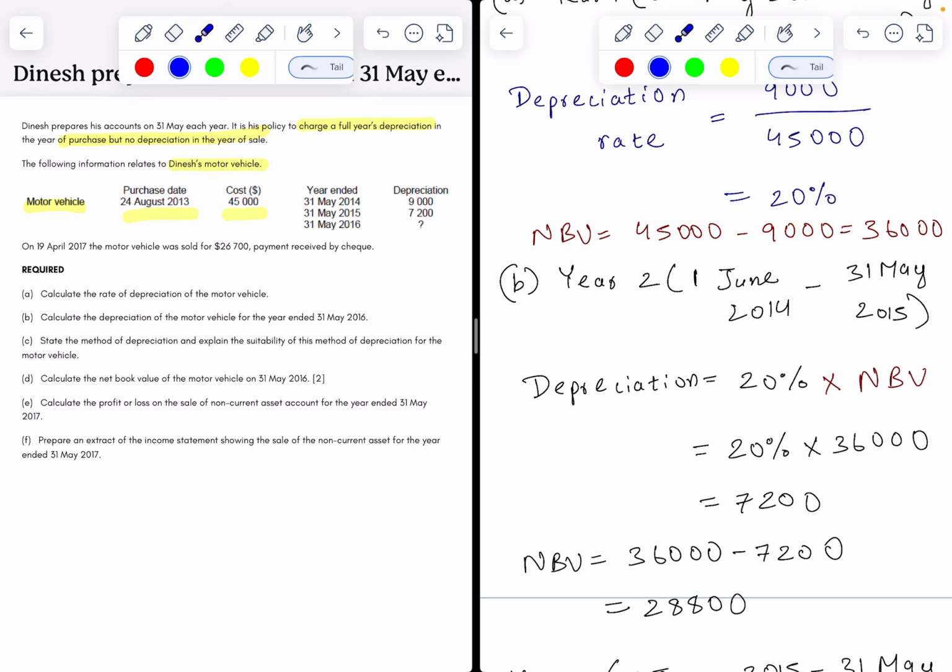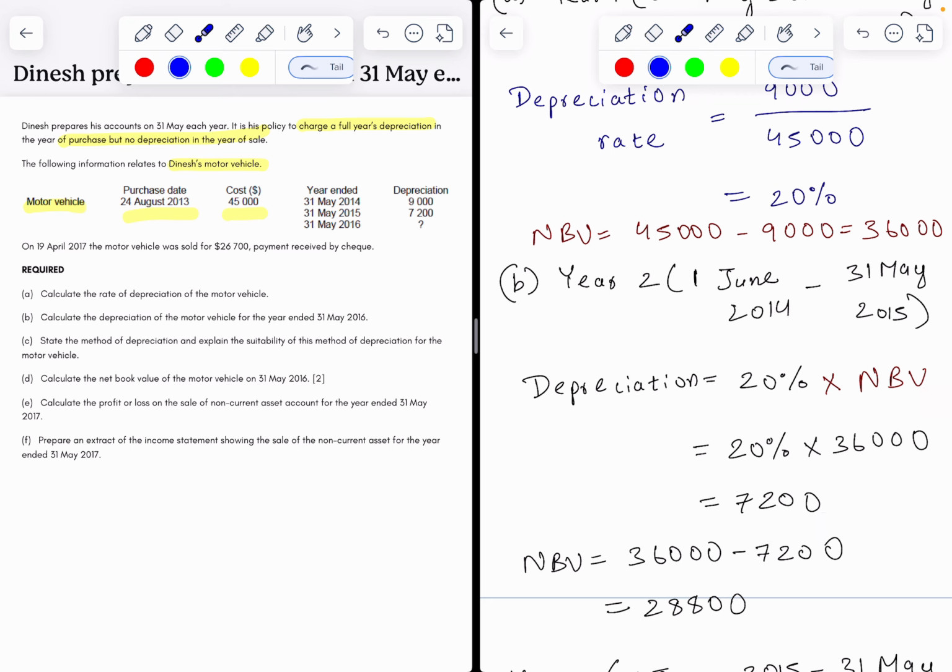So because we're using the reducing balance method to calculate the depreciation expense in the second year and the third year, we would be multiplying the rate which we have derived with the net book value. So in year 2, the depreciation is calculated by multiplying 20% with the net book value that we had at end of year 1, which is $36,000. So 20% multiplied with $36,000 gives us $7,200 as the depreciation expense for the financial year ending 31 May 2015.